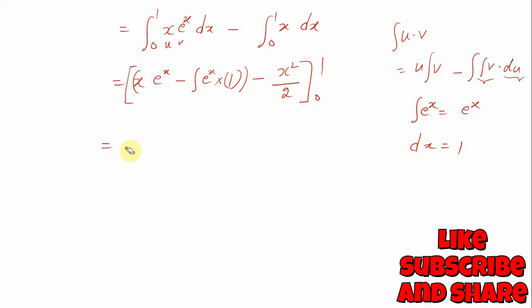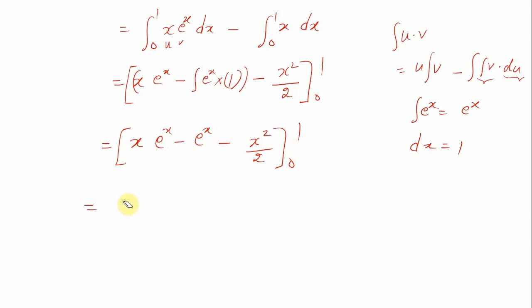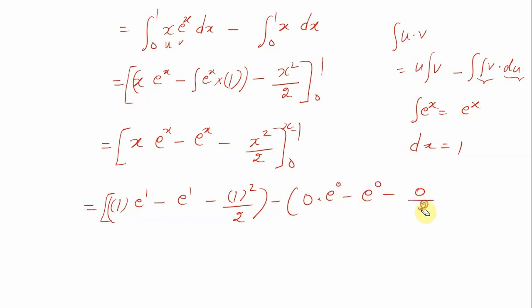So this is equal to, first I am going to simplify. So this is x e raised to x minus integration of e raised to x is e raised to x, minus x square upon 2 in the interval 0 to 1. So first I will put 1, then I will put 0. So this is 1 e raised to 1 minus e raised to 1 minus 1 square upon 2. I have put upper limit x is equal to 1, next I will put 0. So this is 0 into e raised to 0 minus e raised to 0 minus 0 divided by 2.